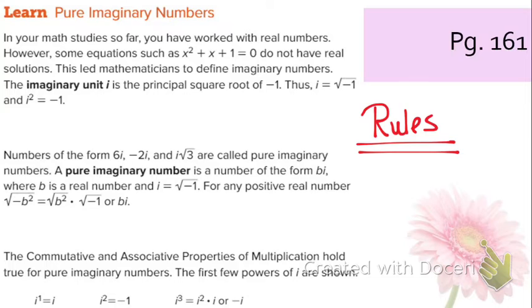So the rules are, number 1 is that the square root of -1 is imaginary. So when you see a parabola that doesn't touch the x-axis, that means you don't have real solutions, you have imaginary. And the second rule is that i squared is -1. Those are your two rules to summarize what they have.